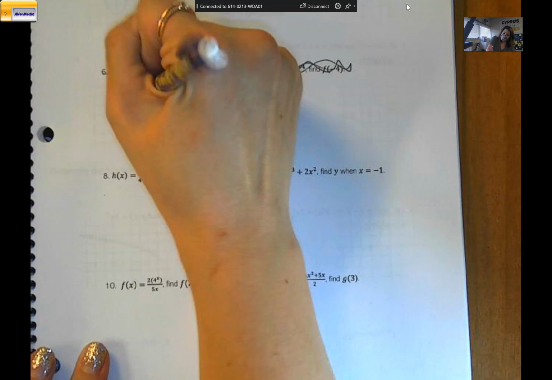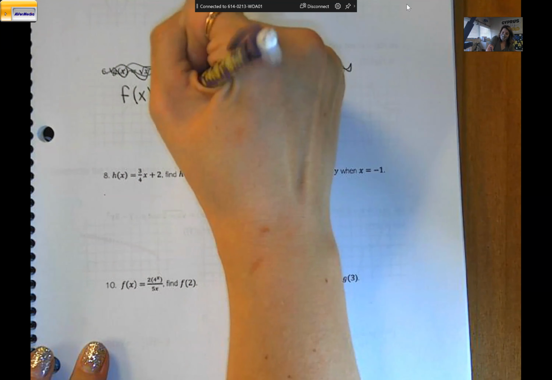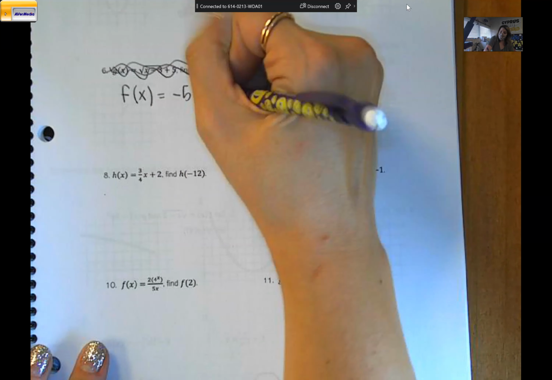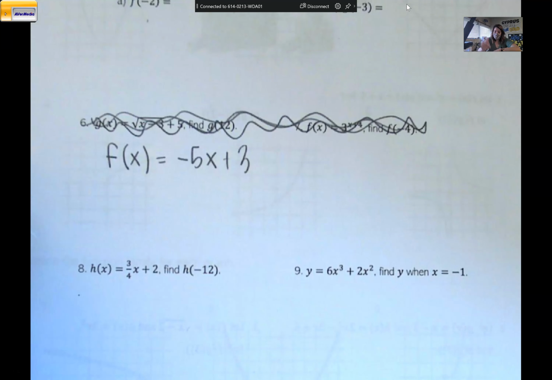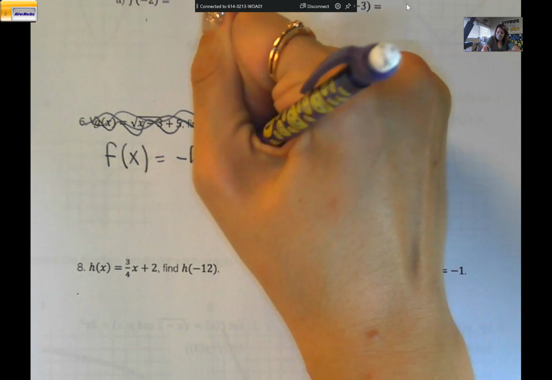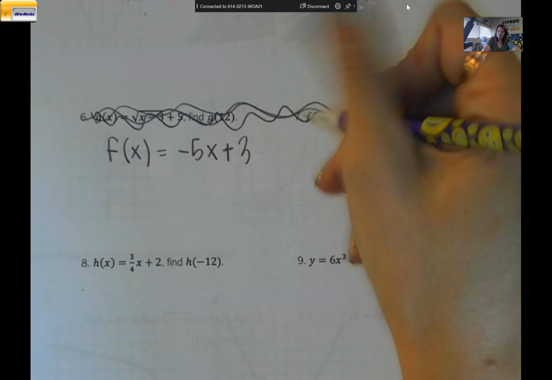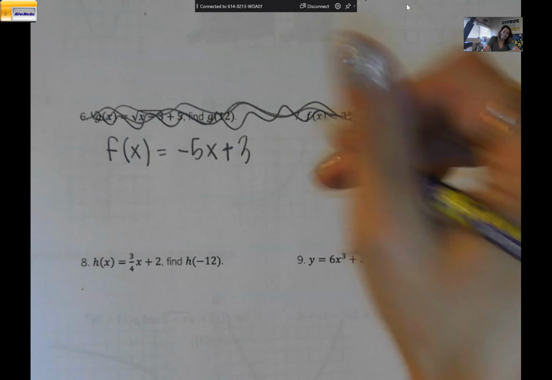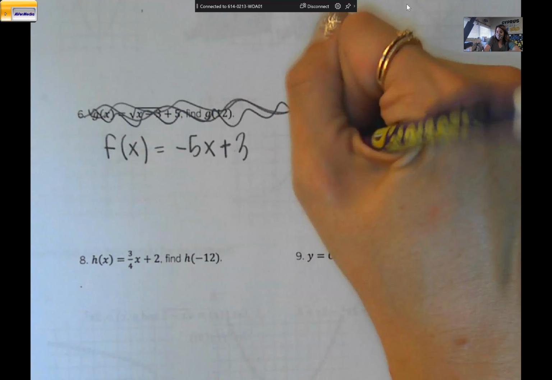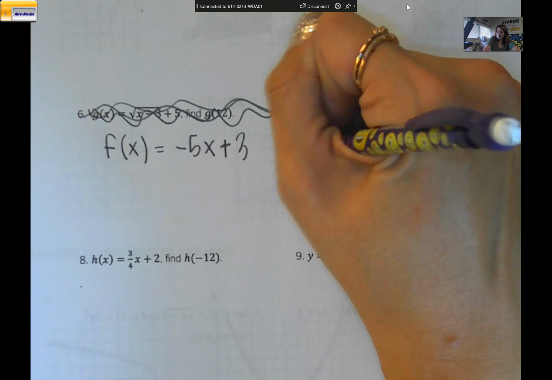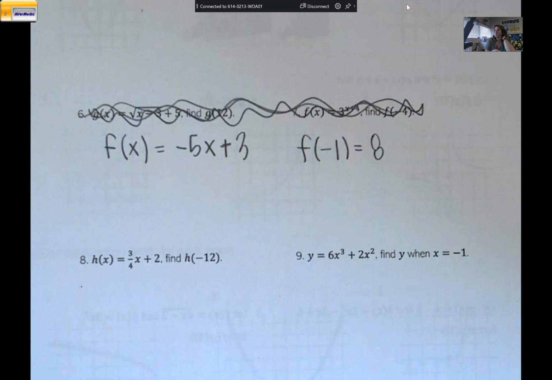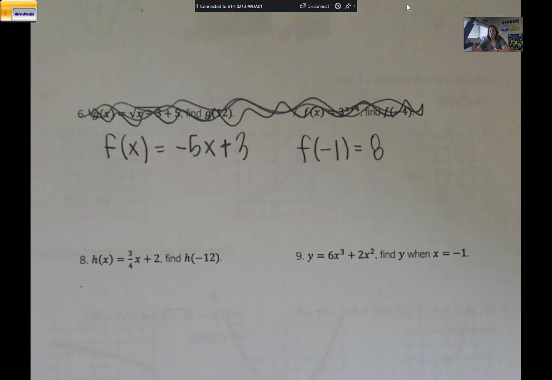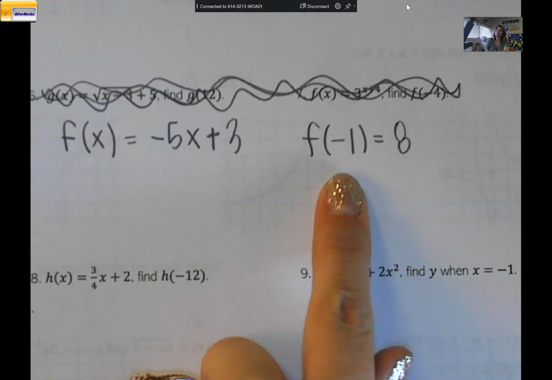So here is a function, f of x equals -5x plus 3. And I'm going to write some statements down, and I want you to tell me if they're true or false. So the first one is that if you plug in a -1, you get +8. So you're checking this statement. Is it true or false?